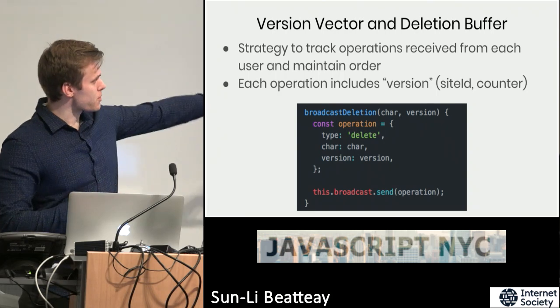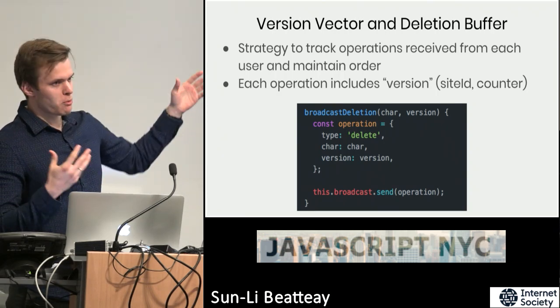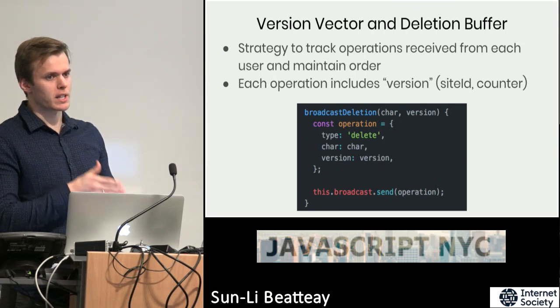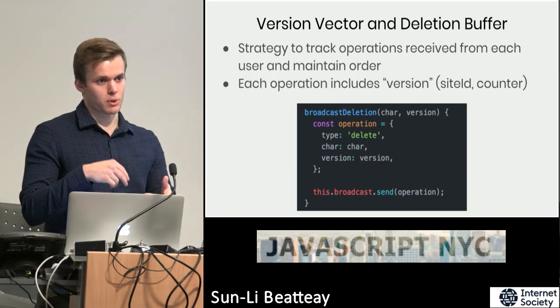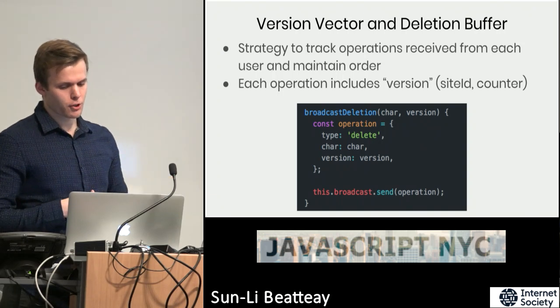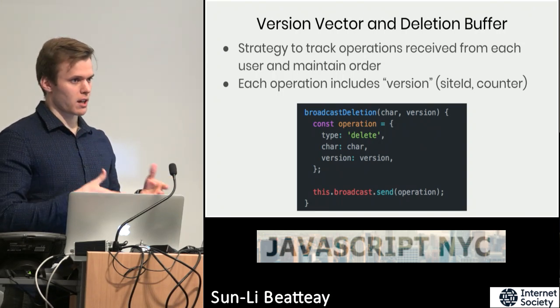And so you can see in this little code snippet, whenever we send operations through to each other now, there are 3 properties. We have a type, so it's either a delete or an insert. There's a character, either the character we're inserting or the character we're deleting, and then a version. And the version is going to have the site ID and the counter of the user that generated that operation.